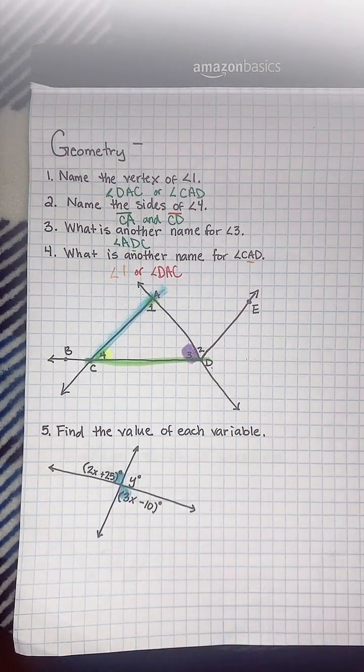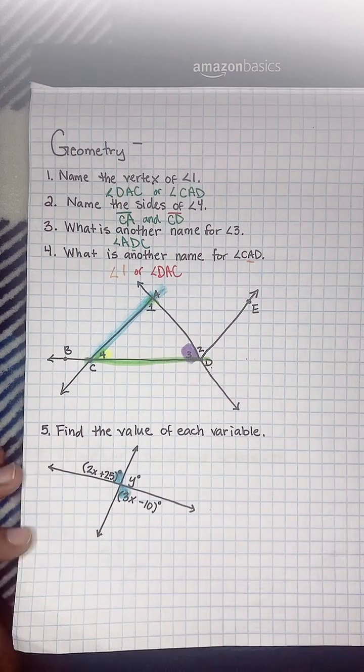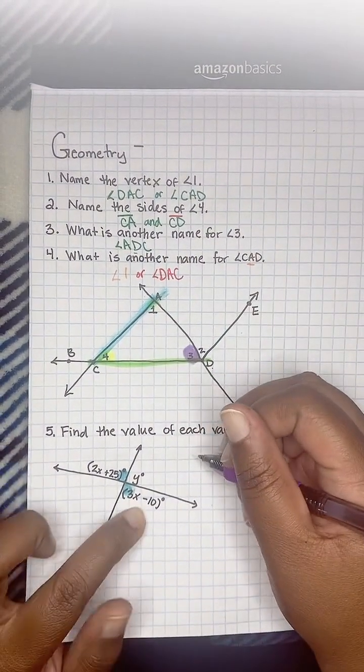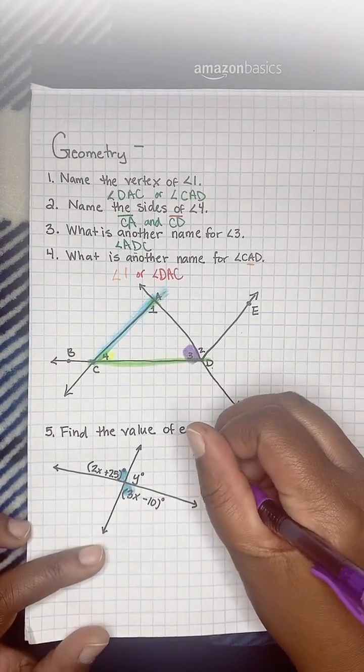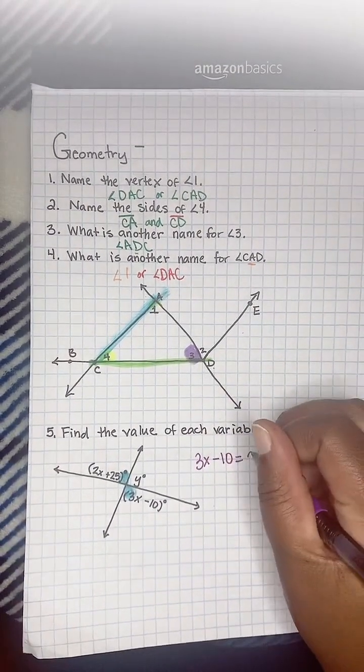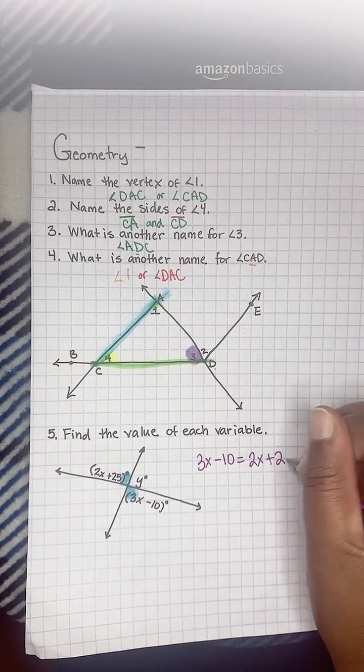And what does congruent mean? If you're in geometry, you're going to hear that word throughout the whole semester. Congruent, congruent, congruent. That just means equal. So what I can do here is set this equal to this. So we could set up 3x minus 10 equals 2x plus 25.